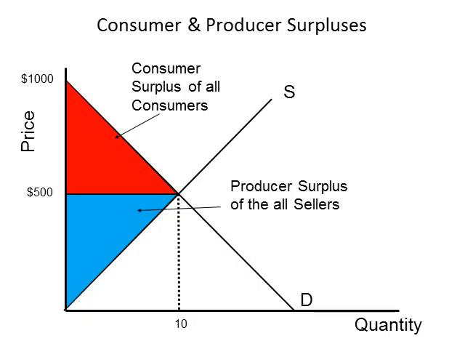Here's a graph with both the producer and consumer surplus on it. The red area represents the consumer surplus, the blue area represents the producer surplus. In the next video, we'll examine why price floors and price ceilings hurt either the consumer or the producer.